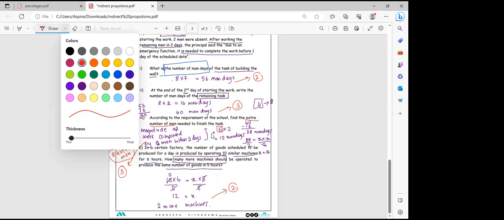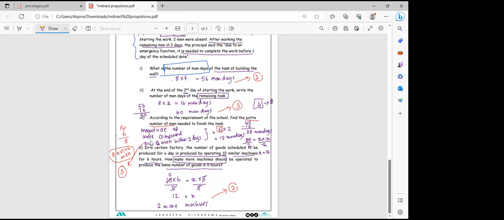Look at this. If you have calculated the magnitude of the work completed by 2 men within 2 days correctly, you are given 1 mark. And if you have found the remaining number of man days, it is 1 mark. And for the calculation of this, you are given 1 mark. This is how these 3 marks are given.